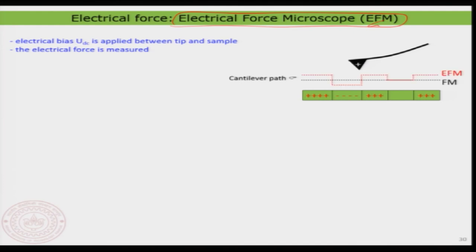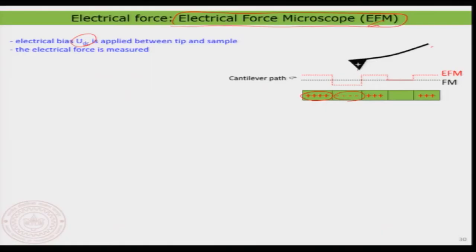But now imagine that you apply an electrical field between the tip and the sample, yeah, and assume that for some reason you have positive charge, negative charge, positive charge, or neutral, and so on, on the surface, or some kind of a potential difference is actually created on the surface, then you can basically identify that if you have a positively charged or negatively charged tip. So this is the interesting thing.